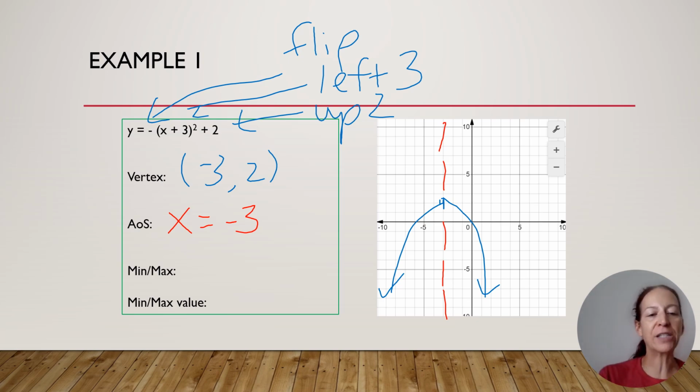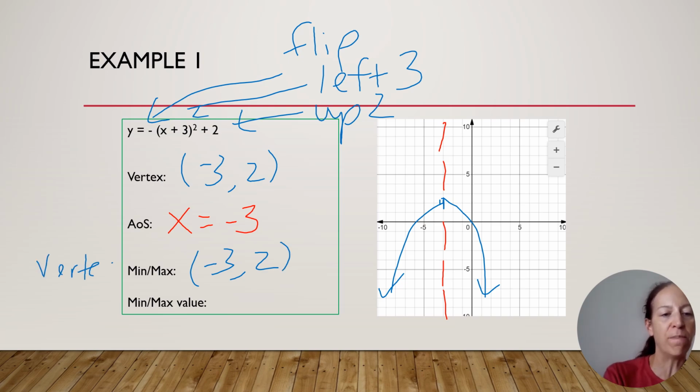The minimum maximum point is the vertex. So it would be -3, 2. So in these problems, the minimum maximum is the vertex. That will not always be the case. We will look at more complicated functions where they're not necessarily the same thing. And so I want you to get used to that verbiage there. And the minimum maximum value is y equals, and remember your minimum maximum value is whatever the y is. And in this case, the minimum maximum value is y is equal to 2.